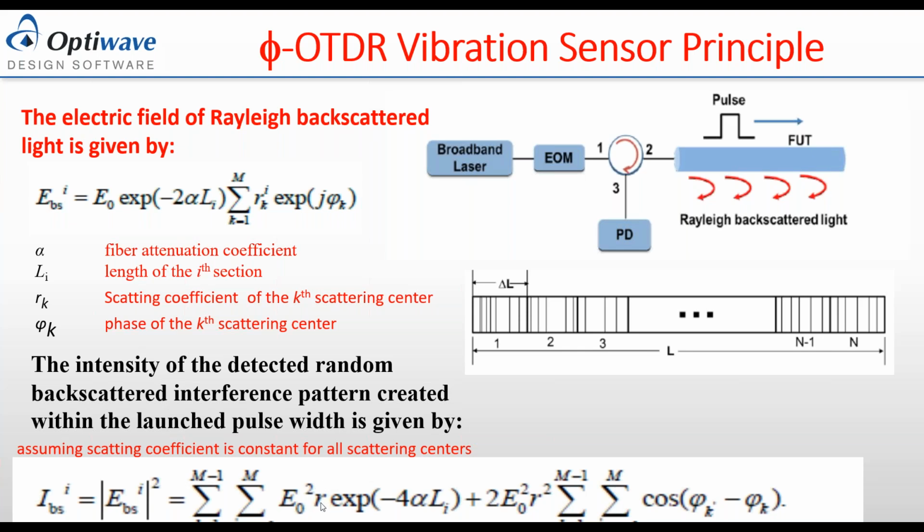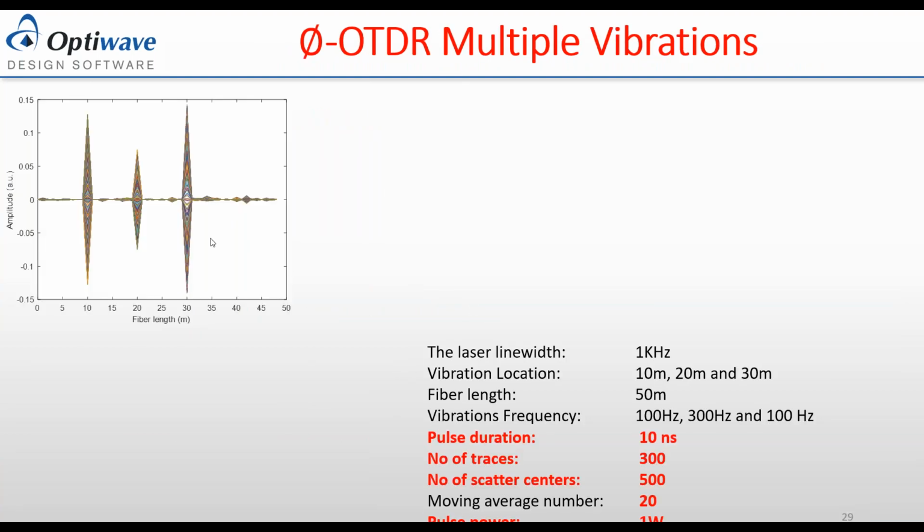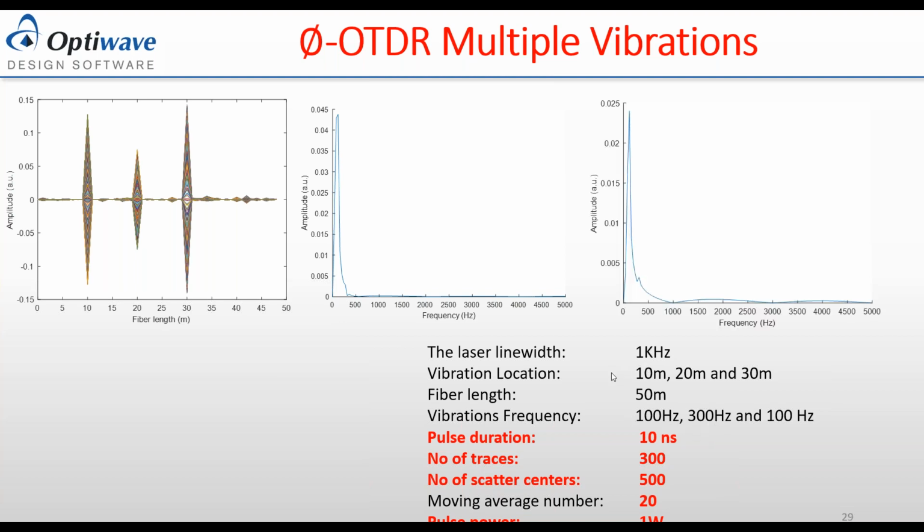As you see here, R is constant in this formula. Now, once you use this formula, you do some kind of FFT, and we can get this kind of measurements where it would tell us, for example, what is the location of the vibration. So if we have vibration at 10 meters, at 20 meters, and 30 meters, with this vibration frequency, we can get them. For example, in this scenario, we have 100 hertz, 300 hertz, and 100 hertz again, the different frequencies.